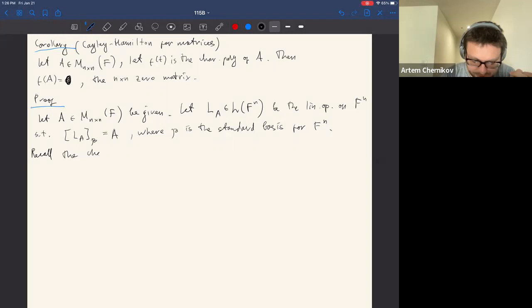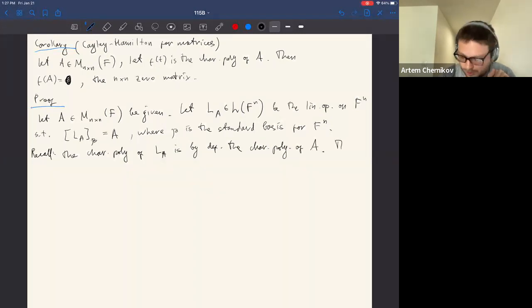So the characteristic polynomial of LA is, by definition, the characteristic polynomial of the matrix A, right? And so if we look at f of A, so we evaluate the polynomial f on the matrix. Now by theorem, applying theorem E3, we know that this is the same as looking at the matrix representing the linear operator f of LA with respect to beta, right?